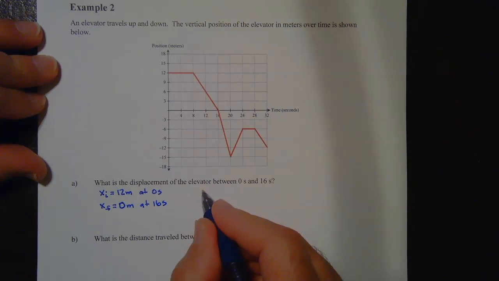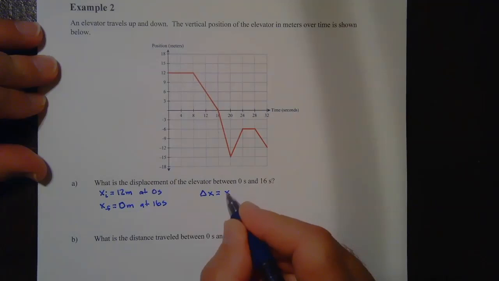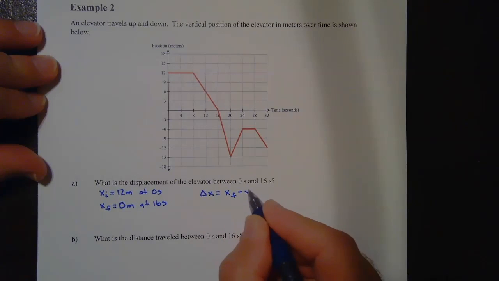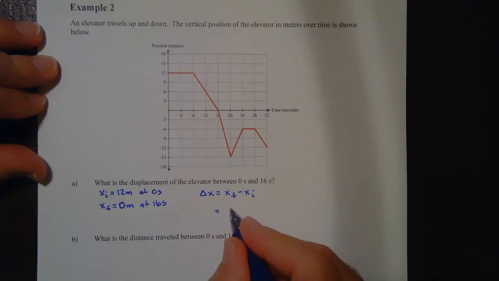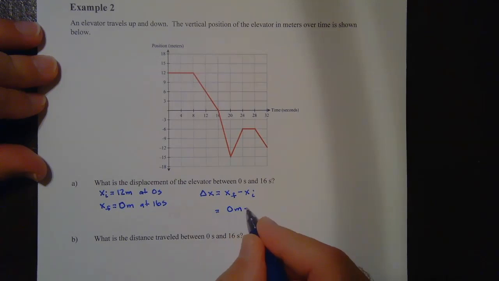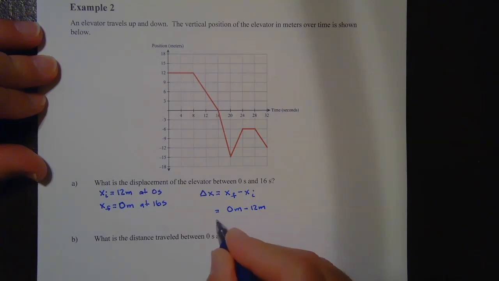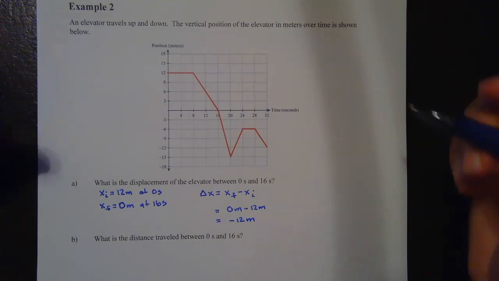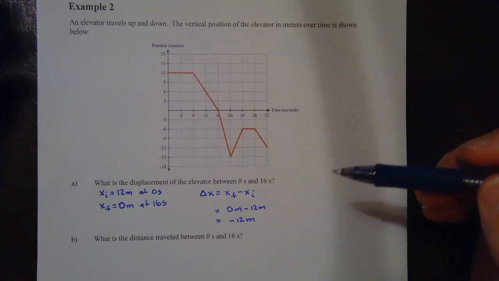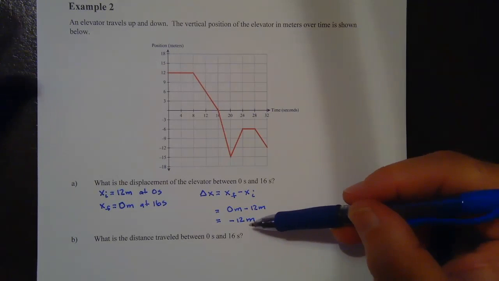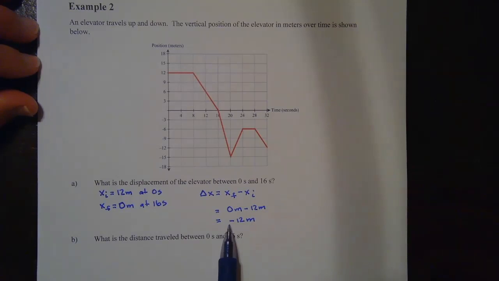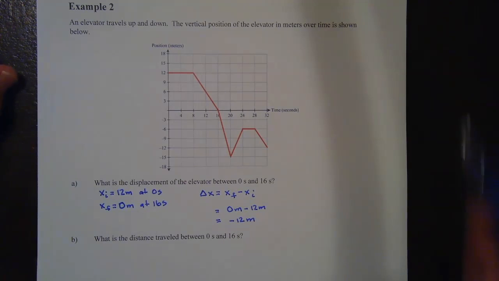Okay, so my displacement is always going to be delta x is equal to x sub f minus x sub i. So in this case, it'd be 0 meters minus 12 meters, which would give you negative 12 meters. So what that means is the net change between 0 and 16 is they went down from where they started, because of the negative 12 meters, okay?